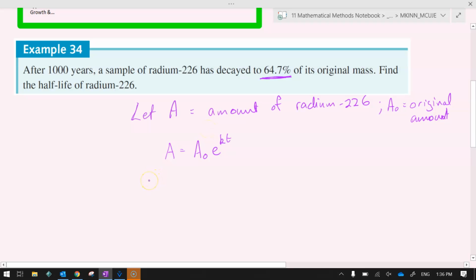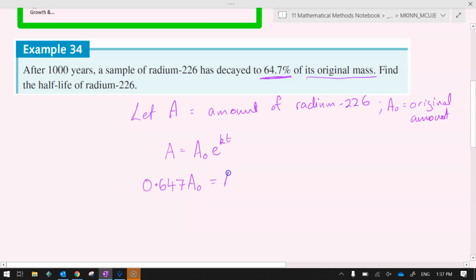Well, 64.7% is going to be the amount that I have left. Is everyone happy that that's 0.647 multiplied by whatever I started with? No? Yes? Maybe? 64.7%. Percent means out of 100, divided by 100. 0.647 of its original mass. Well, I've said A naught is the original amount or original mass. So 64.7% of the original mass, 0.647 A naught.